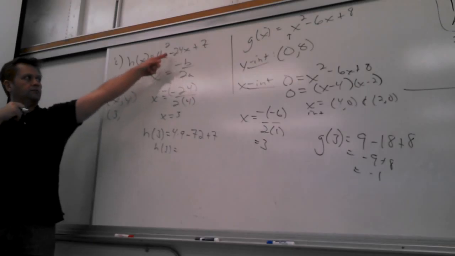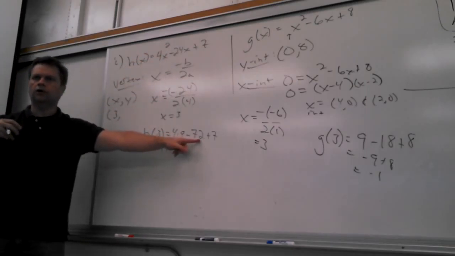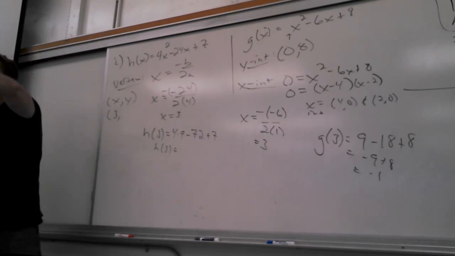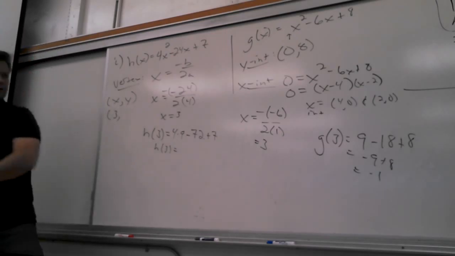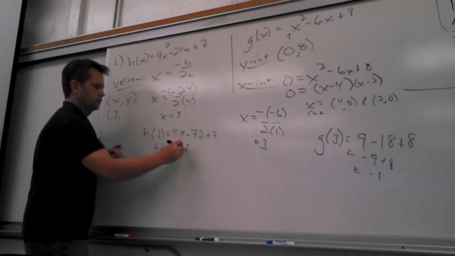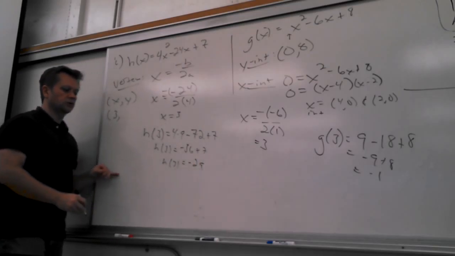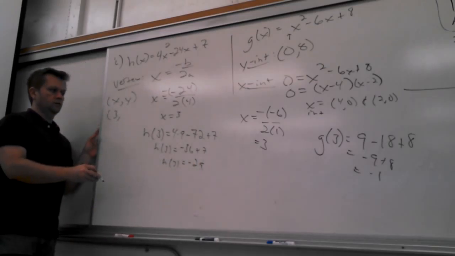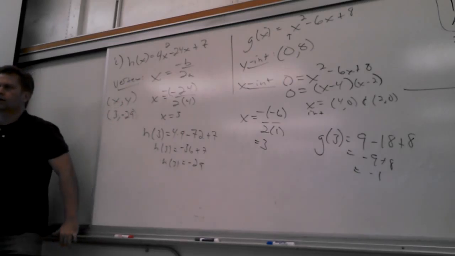So I'm plugging 3 in. 3 squared is 9 times 4 is 36. Minus 72. 36 minus 72 is negative 36. Plus 7? Negative 29. So what's the vertex? 3 comma negative 29. That's the vertex.